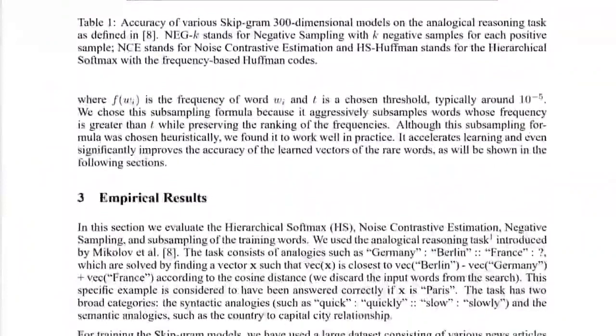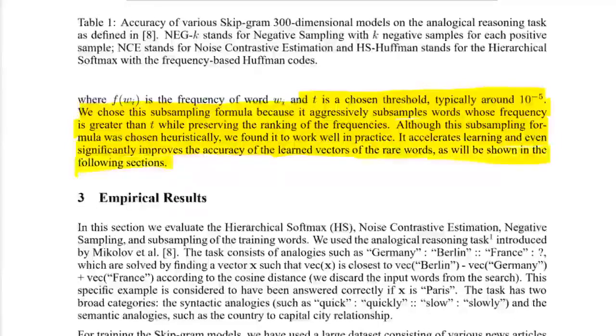Where F is the frequency of a word, T is a chosen threshold. We chose this subsampling formula because it aggressively subsamples words whose frequency is greater than T, while preserving the ranking of the frequencies. Although this subsampling formula was chosen heuristically, we found it to work well in practice. It accelerates learning and even significantly improves the accuracy of the learned vectors of the rare words, as will be shown in the following sections.